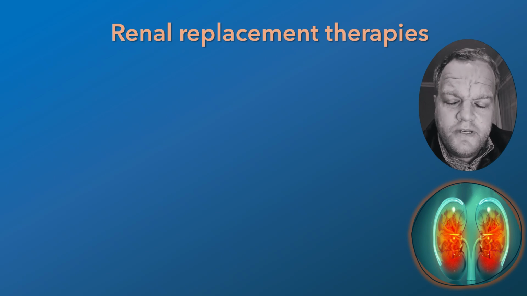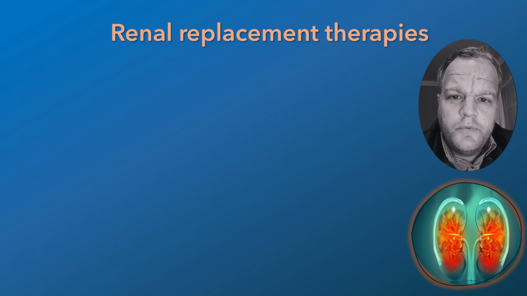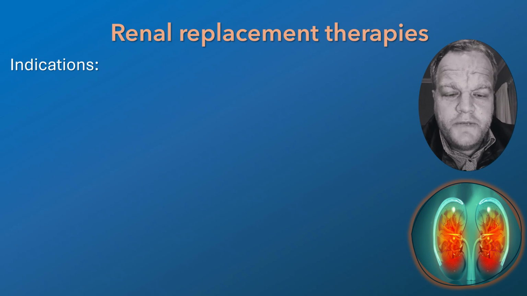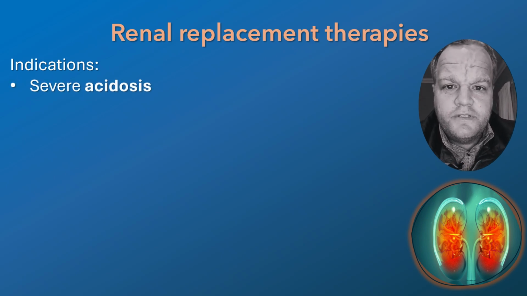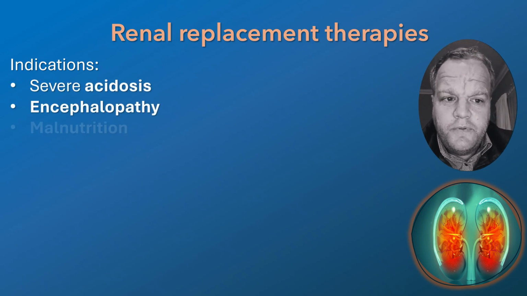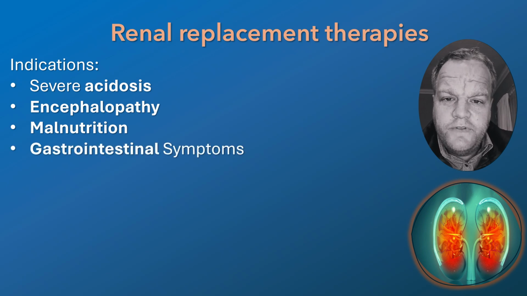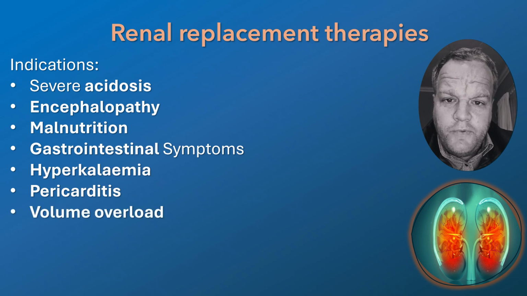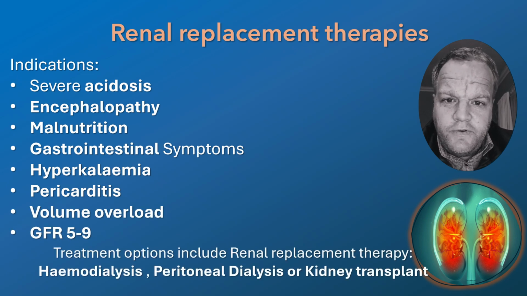At some point in end-stage kidney disease, one would consider renal replacement therapy. The indications for renal replacement therapy include severe acidosis, the development of encephalopathy, malnutrition, severe gastrointestinal symptoms, persistent hyperkalemia, pericarditis, volume overload, and an absolute GFR between 5 and 9.